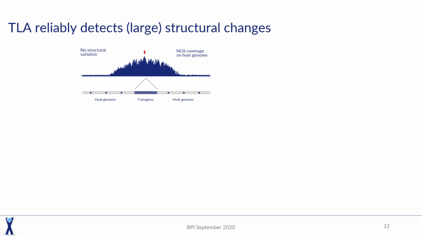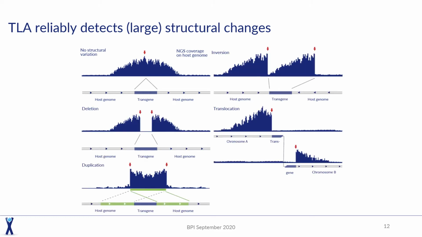So TLA can detect large or small structural variants. Normally you get a typical bell-shaped profile. Again, I won't go into the nitty-gritty of our technology, but if you have a structural variant, say a deletion, you would see a gap in sequence coverage, or if you have a translocation, you would see an abrupt ending of a peak, which would contain another chromosome scaffold.